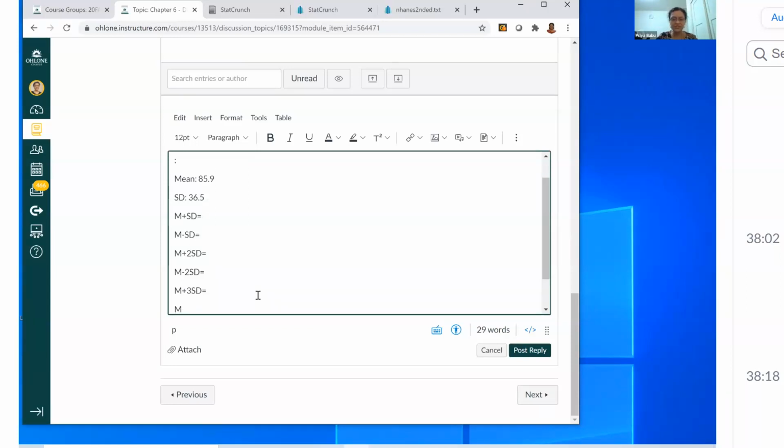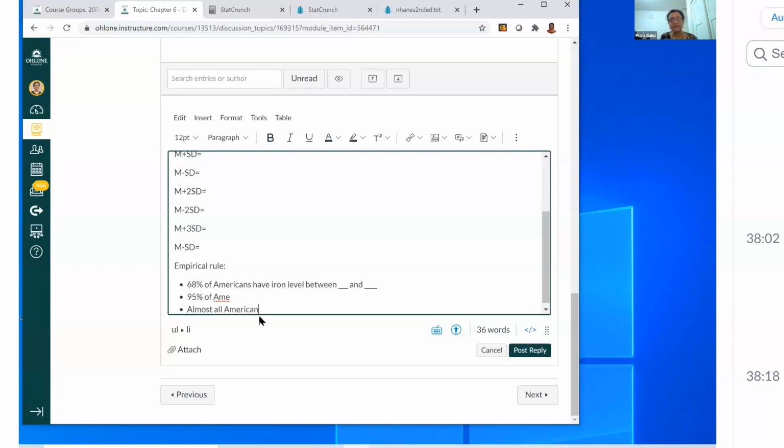You can finish this in less than 15 minutes. Once you get these numbers, you can finish the interpretation of the empirical rule. 68% of Americans have iron level between this and this. 95% of Americans have iron level between something and something. And for almost all, you can use 99.7%. So finish it off. This is not much, you can finish it in less than 15 minutes.